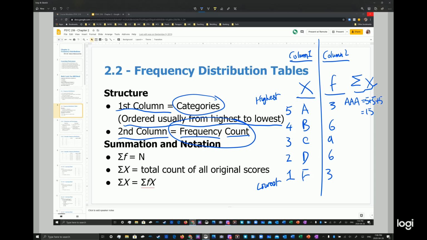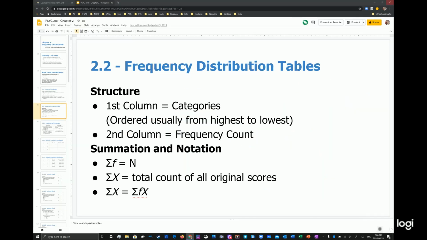Okay. If your other instructors in other courses don't do it, hey, lucky you. You can let go of that convention for those classes. Okay. And the second column would be the frequency count. These are different things, different columns, different values. Let's keep that in mind.